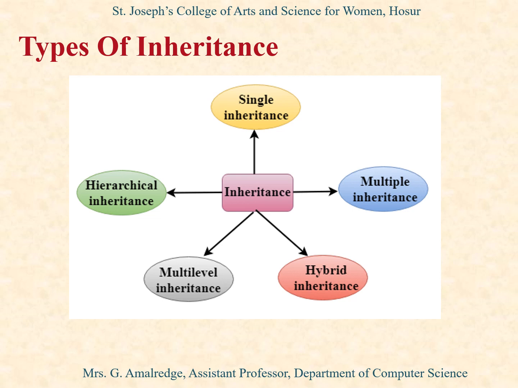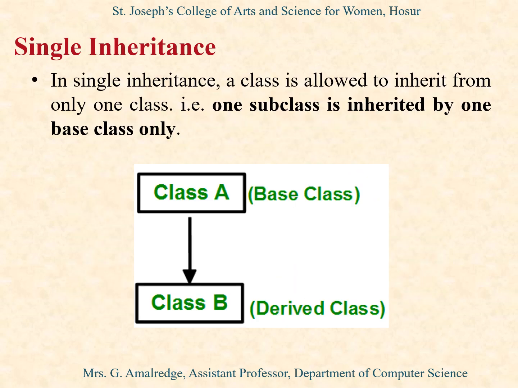Next, we are going to see about the types of inheritance. There are 5 types of inheritance used in C++. Single inheritance, multiple inheritance, hybrid inheritance, multi-level inheritance, hierarchical inheritance. In this video, we are going to concentrate about single inheritance. In single inheritance, a class is allowed to inherit from only one class. That is, one subclass is inherited by one superclass.